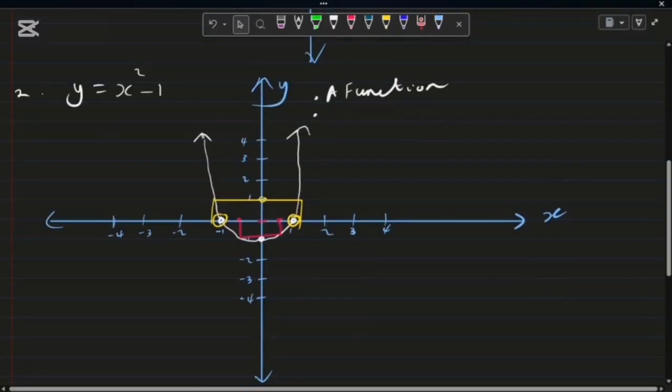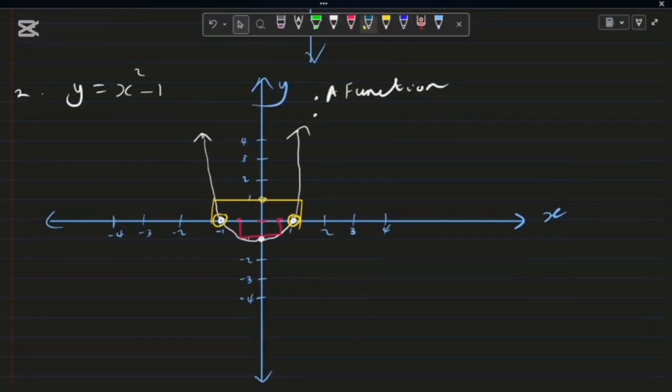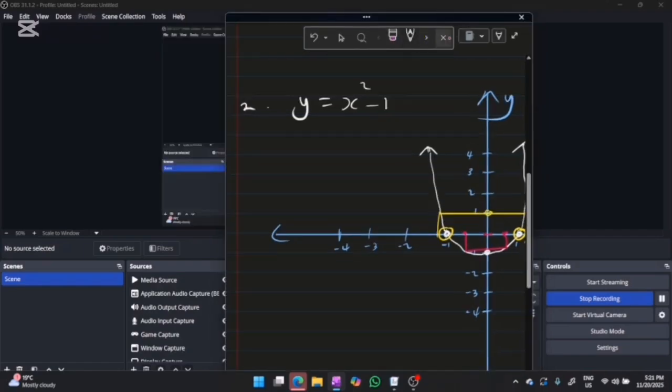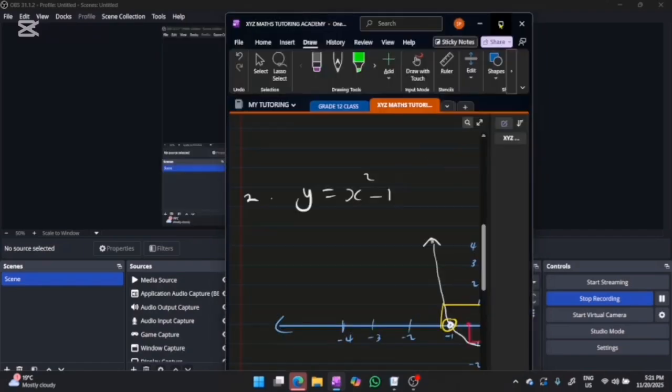You can see that, my technology is playing games today.